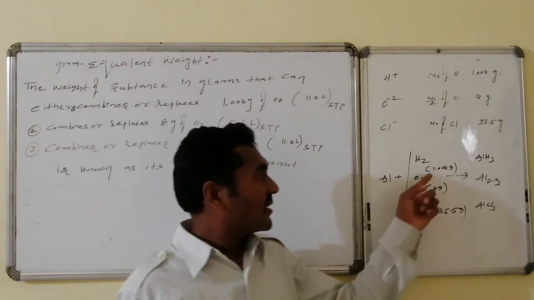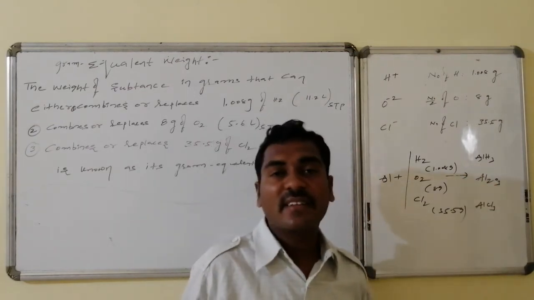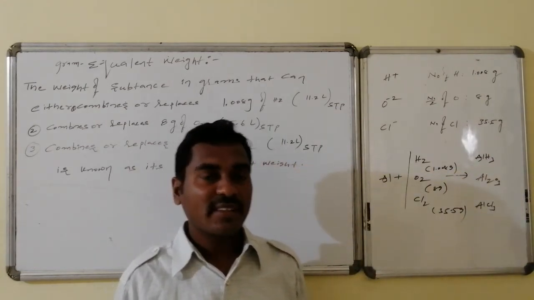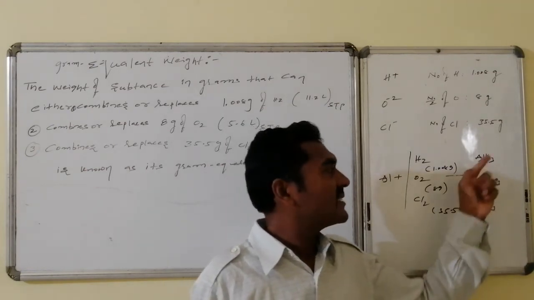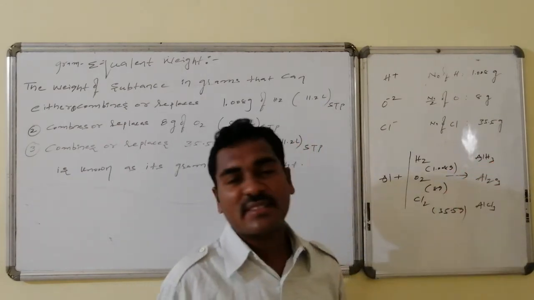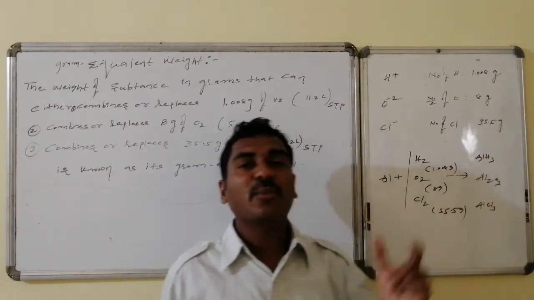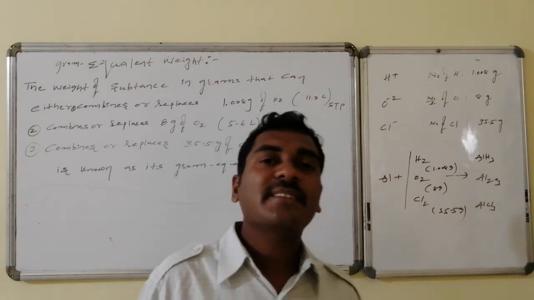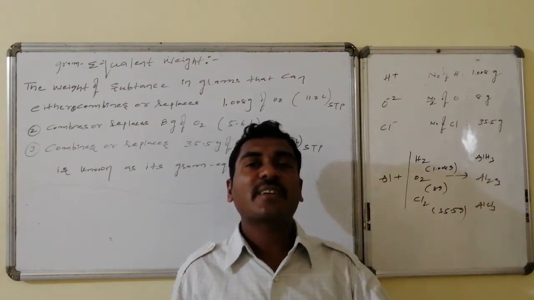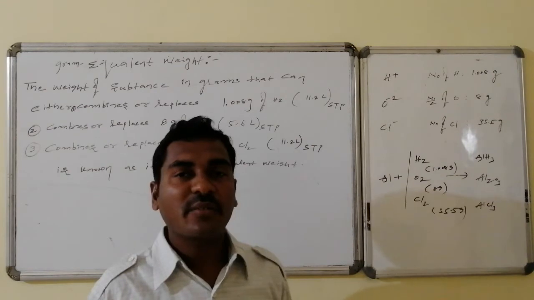In order to combine with 1 gram of hydrogen, the weight of aluminium required is 9 grams, because the compound is AlH3. Calculating from the molecular formula, the total molecular weight is aluminium 27 plus 3, that is 30. Out of 30, 3 is the weight of hydrogen and 27 is the weight of aluminium. If I take hydrogen as 1 gram, the proportional weight of aluminium is 9 grams, hence the gram equivalent weight of aluminium is 9.